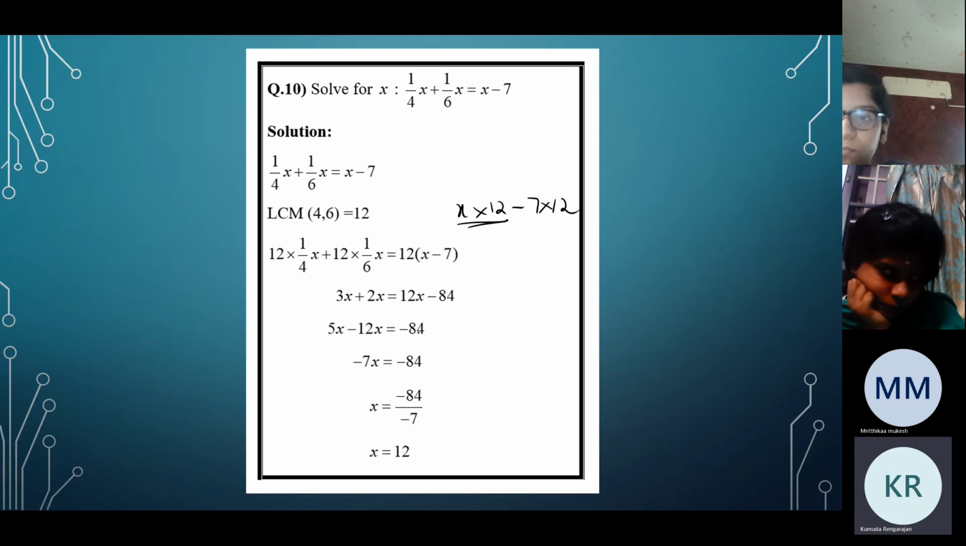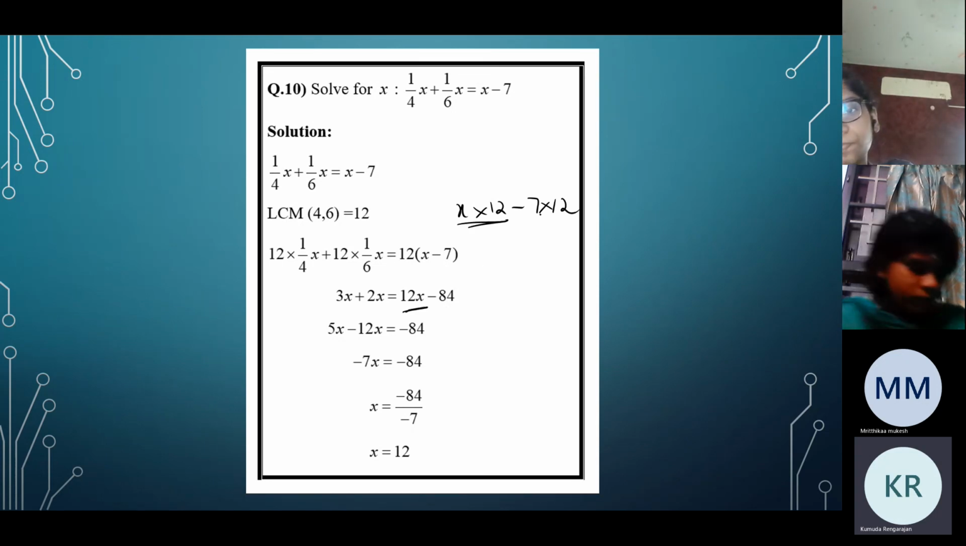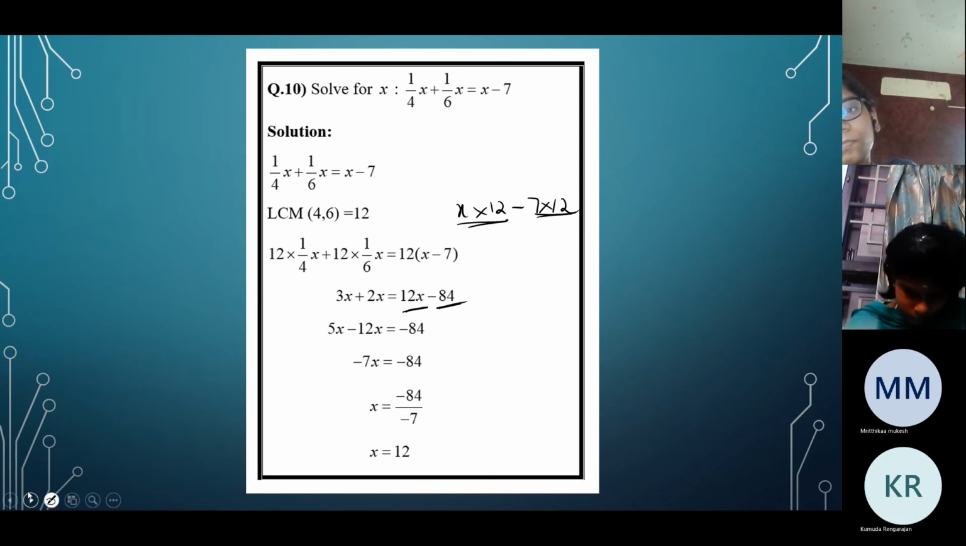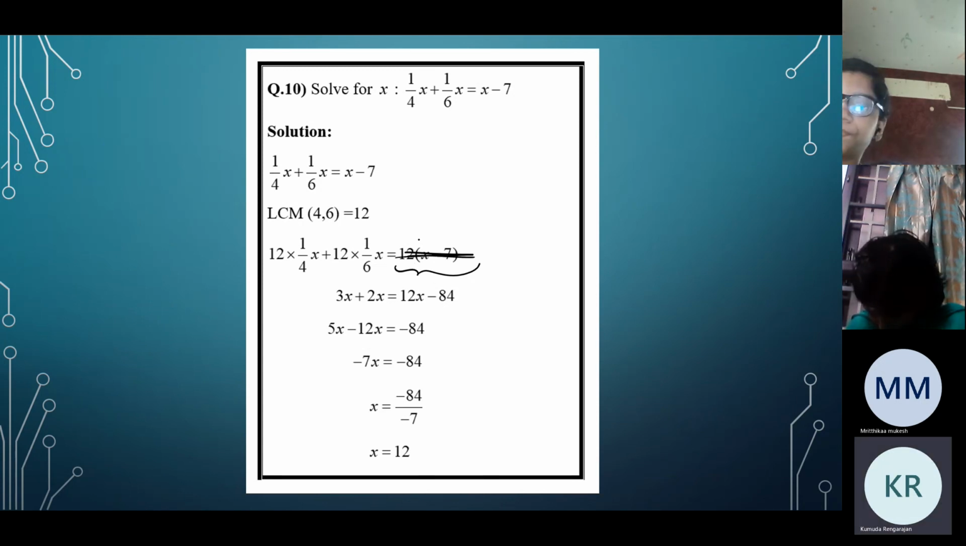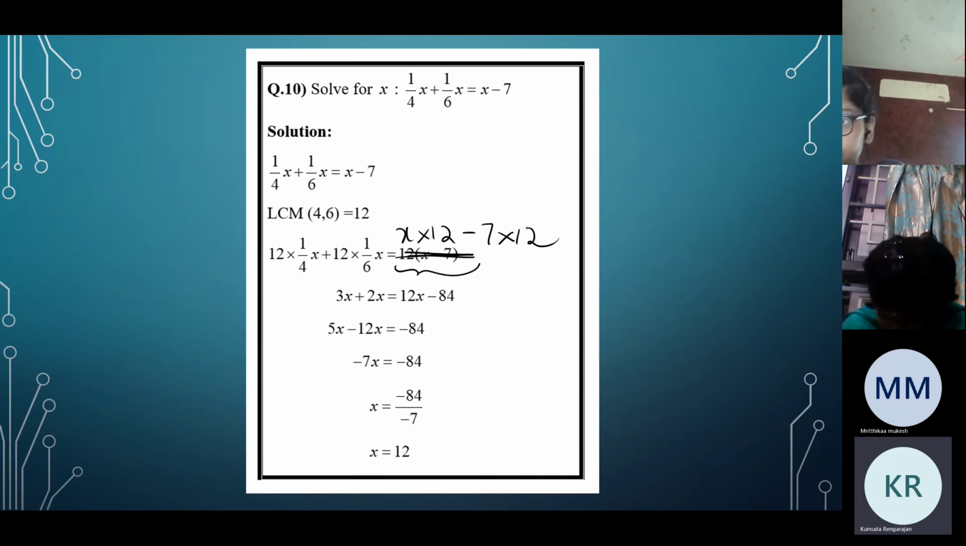So what is 12 into x? 12x. See here, 12x. What is minus 7 into 12? Minus 84. You can see it here. Same thing: I've multiplied both by 12 like this. You can also do x into 12 minus 7 into 12, multiplying every term by 12. And that will also give you 12x minus 84.